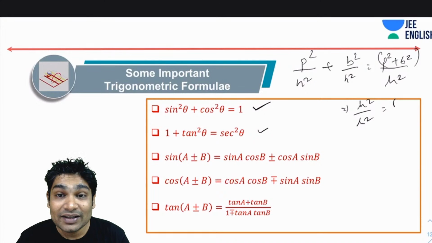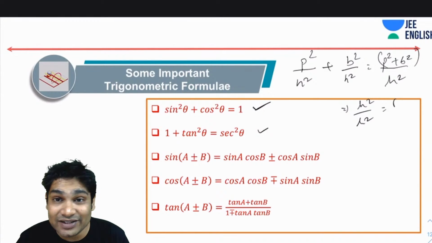Alright. Similarly, for cos, you have the formula cos of a plus b is equal to cos a cos b minus sine a sine b. And if you reverse the sign, you can use the other signs. Alright. Then tan a plus b will be tan a plus tan b over 1 minus tan a tan b.